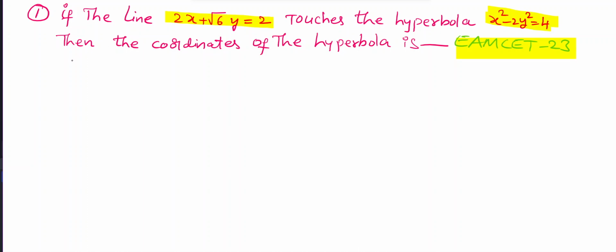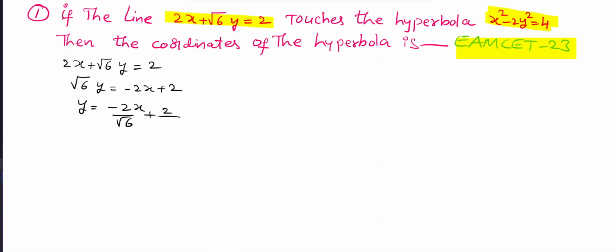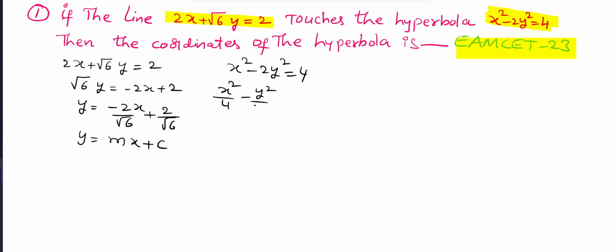The given line is 2x + √6 y = 2. From this, √6 y = −2x + 2, so y = −2x/√6 + 2/√6. This is the line in the form y = mx + c. And the given hyperbola is x² − 2y² = 4, whose standard form is x²/4 − y²/2 = 1.